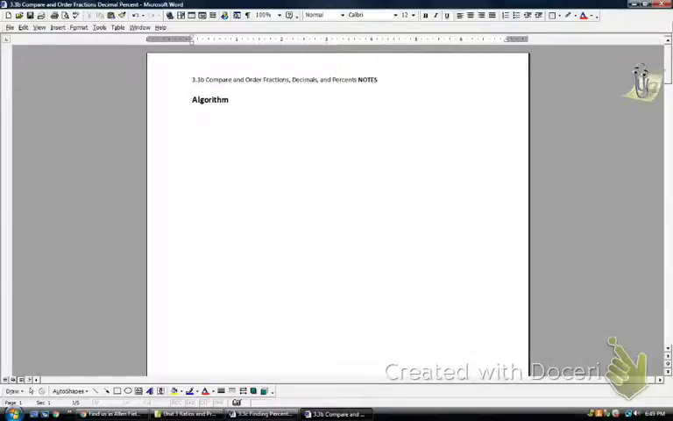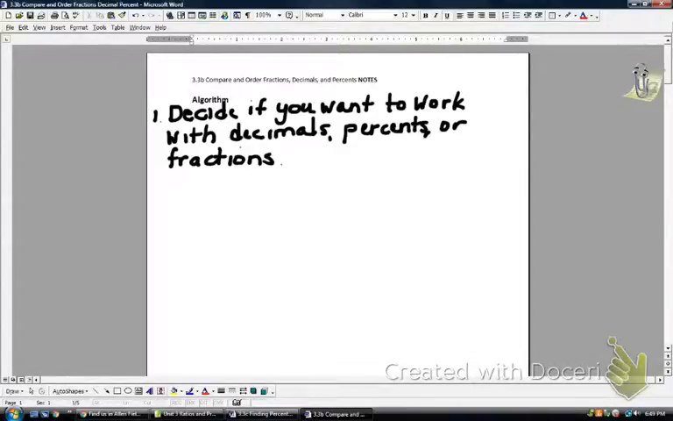So the first thing that we're going to do is write down our algorithm. The first thing that you need to do is decide if you want to work with decimals, percents, or fractions. I usually choose decimals. That's just the easiest for me to work with. A lot of people choose percents, so either one of those are the most popular ones to use. Hardly anybody ever chooses to work with fractions. If you decide to work with fractions, you need to have everything with a common denominator.